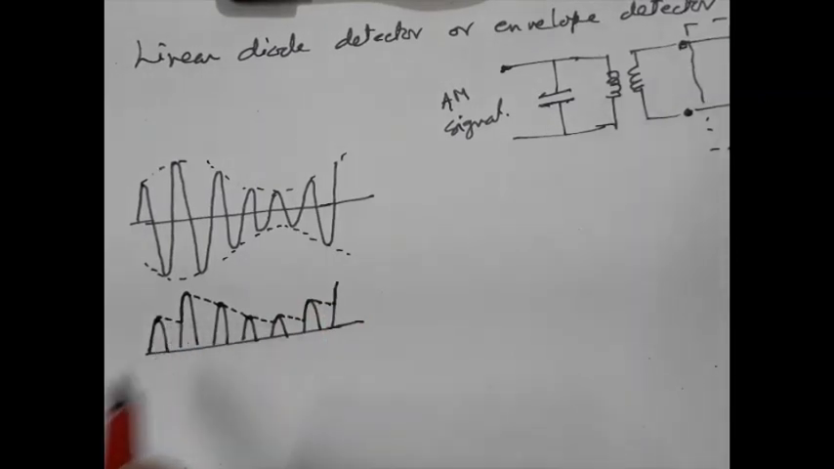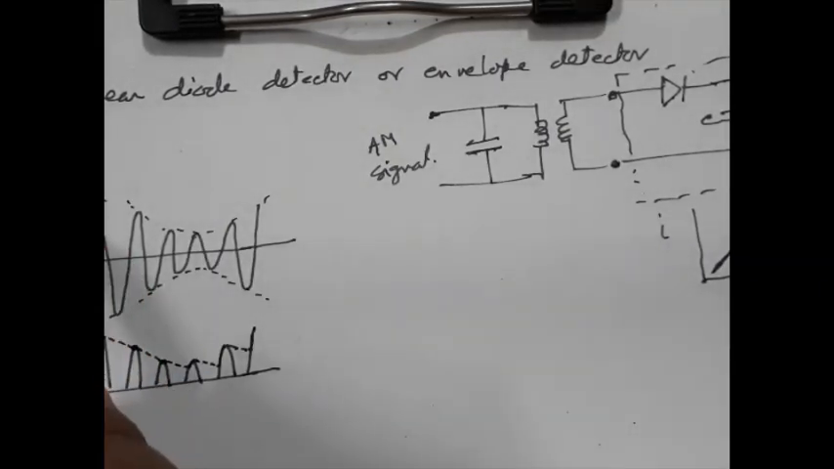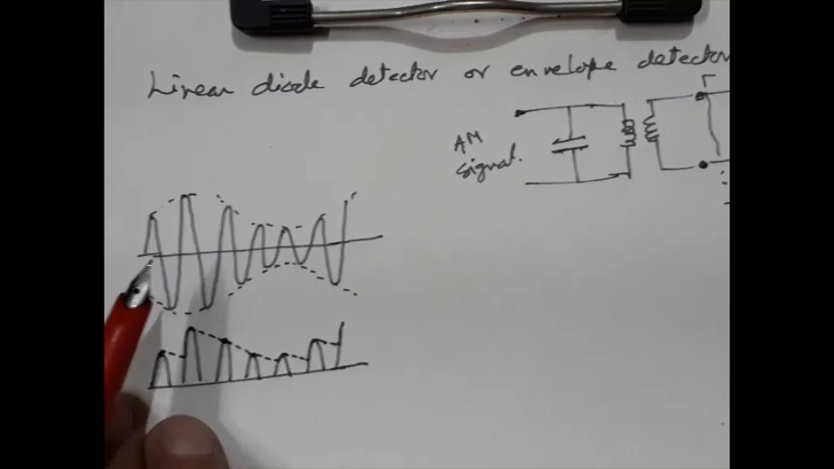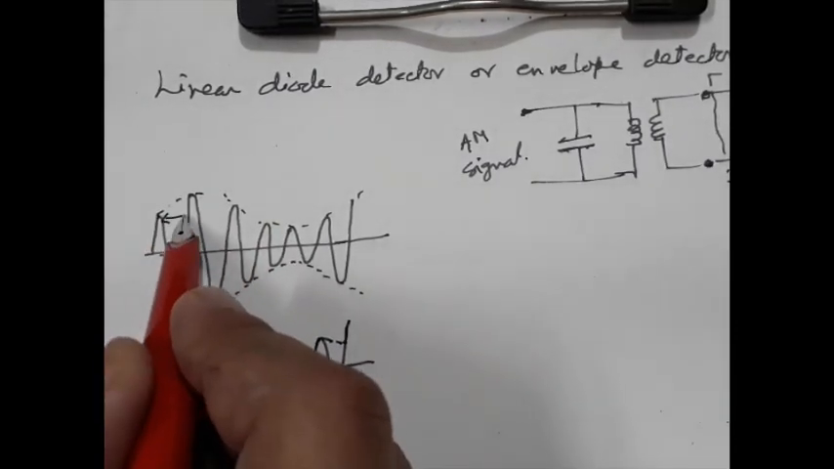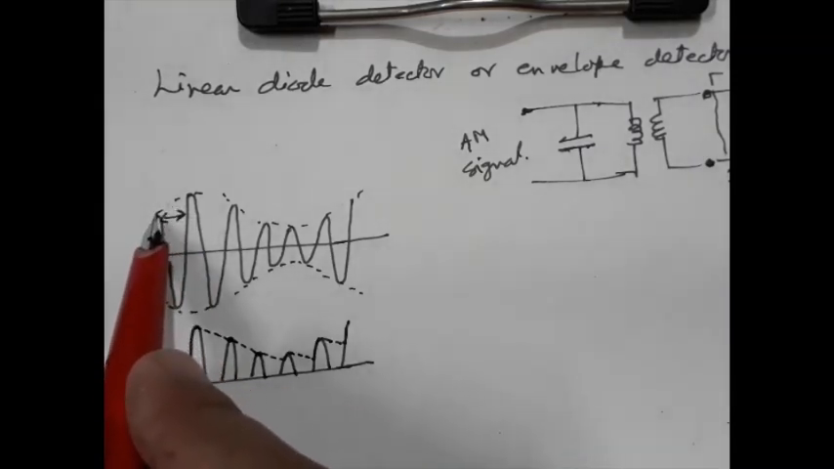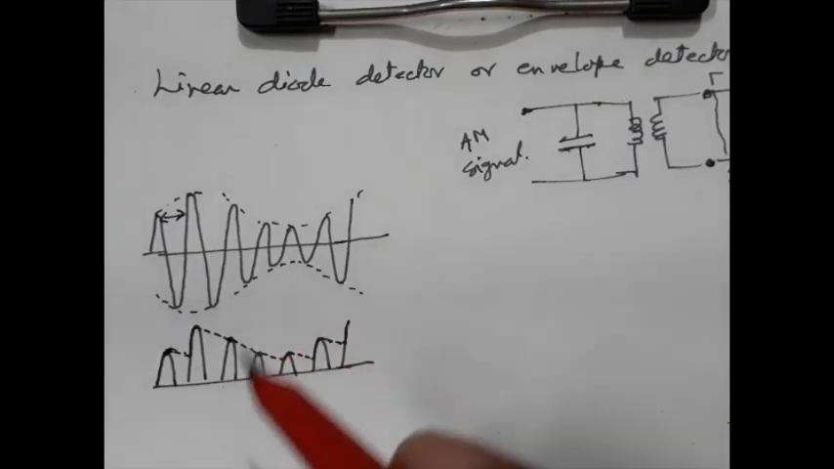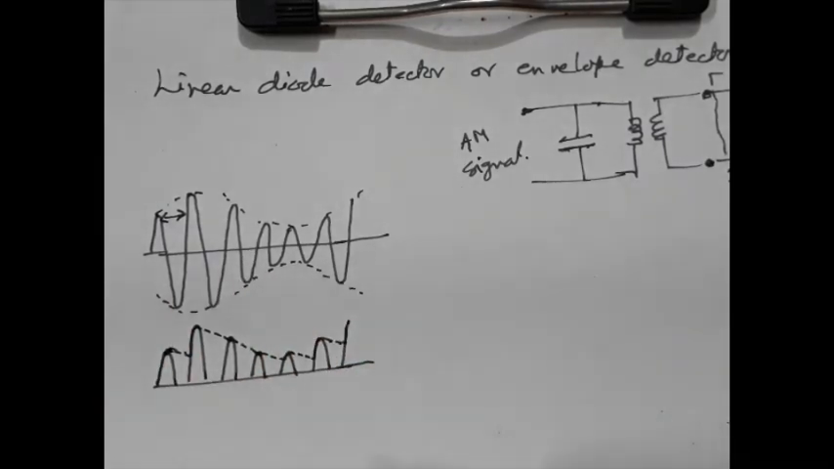Now the whole circuit operation is dependent on several factors. If this width is large enough, this distortion will increase. So for a higher carrier frequency, this width will be less, so this distortion will be reduced. So the higher the carrier frequency, the better the performance.